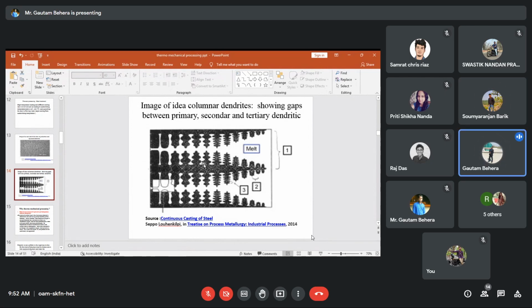In other words, a lot of solute will be rejected by these dendrites when they are growing. They are rejecting the solute to the interdendritic region, so the concentration of the solute will be more in the interdendritic region, right? So there is a variation in the concentration. Technically, what do we metallurgy people call it if there is a variation in composition in a solidified material?